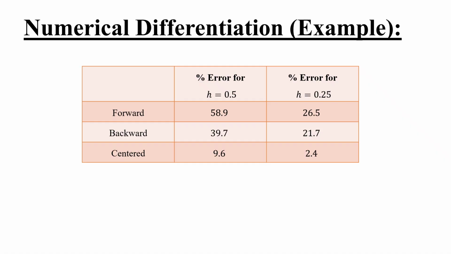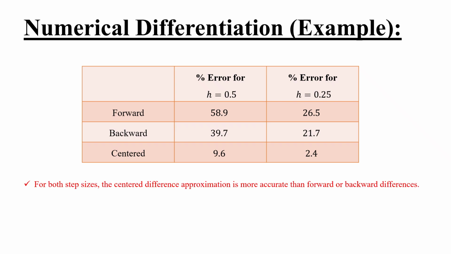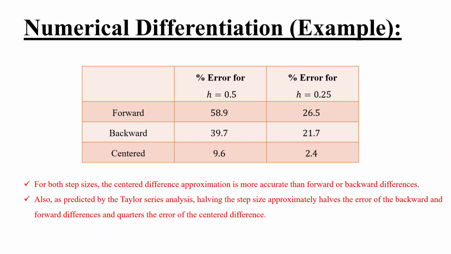So from this numerical example we understand that among forward, backward and central difference, central difference is better in any case, for any type of h, when compared with backward and forward. But surprisingly, as you reduce the h, you have much better accuracy. So for both step sizes, the central difference approximation is more accurate than forward or backward difference. Also, as predicted by the Taylor series analysis, halving the step size approximately halves the error of the backward and forward difference and quarters the error of the central difference.